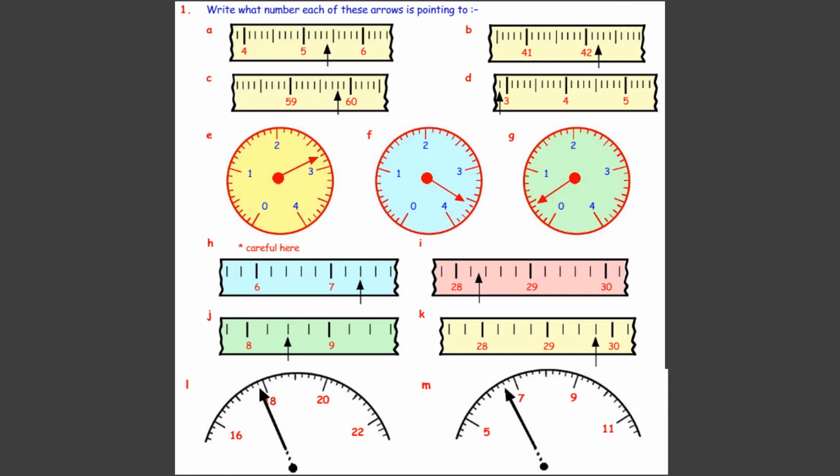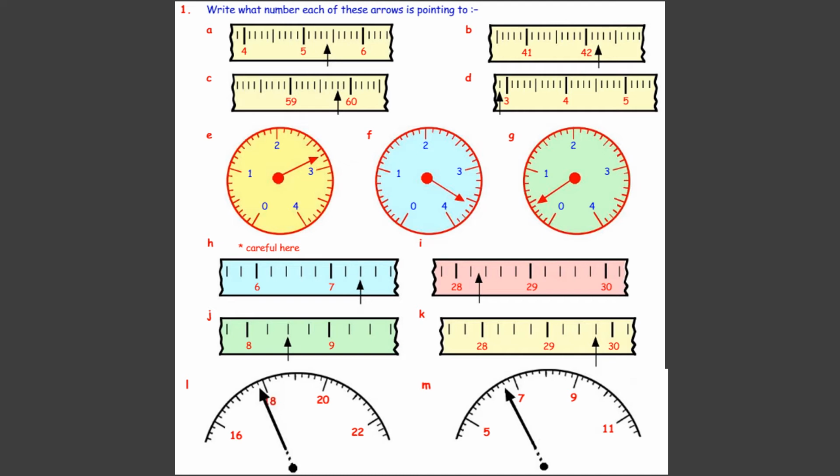Now, J's reasonable, K is very tricky. And if you can't get K, please don't worry, it's not the end of the world. If you can't get K, don't spend ages on it, leave it. I'll explain to you when I mark it. But you need to be really careful with these.